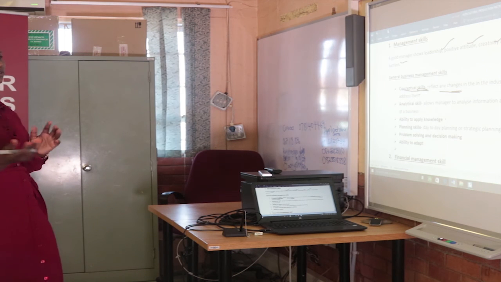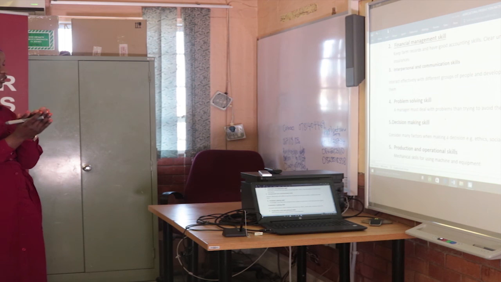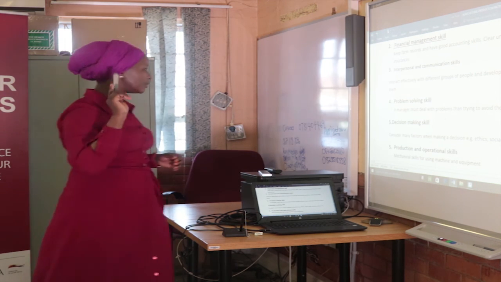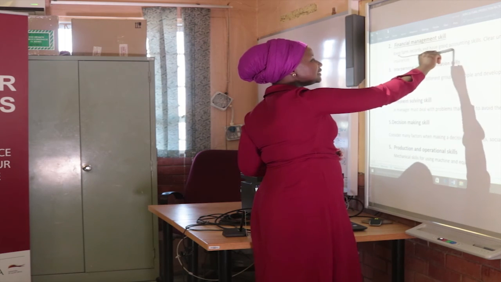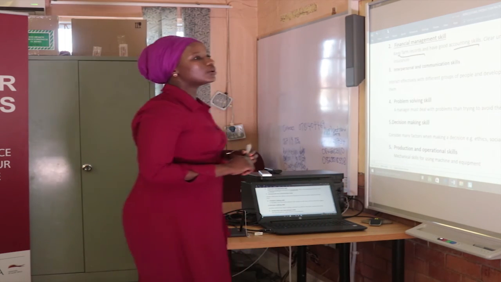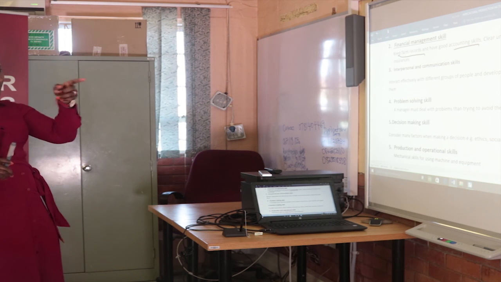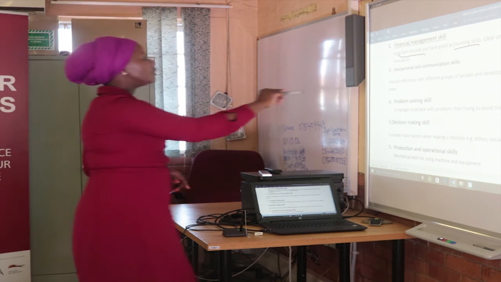Ability to adapt. When the environment is changing, the business must be capable to adapt to those changes. Financial management skill. A financial management skill, the manager obtains it through the keeping of farm records and accounting skills. So, farm records and accounting skills. The sheets that we have studied when we're doing capital, that is what we call accounting.